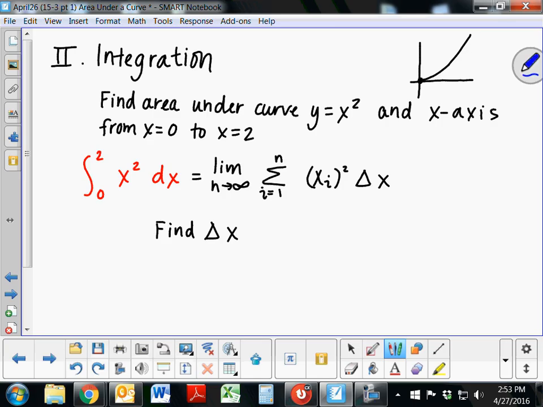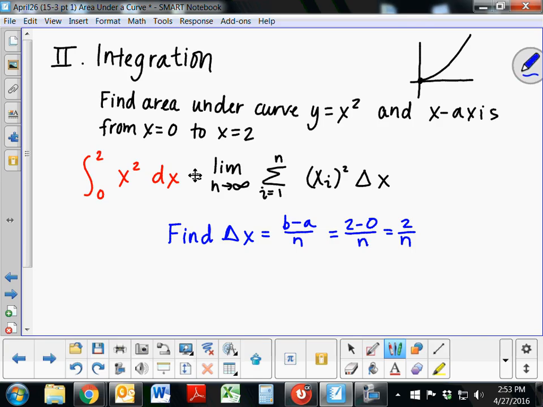Okay, I'm going to do this in a different color. So B minus A over n, n being the number of rectangles. So in this case, you said 2 minus 0 over n, which is 2 over n. That is what the delta x actually is for this problem. We're going to actually write that in a second instead.